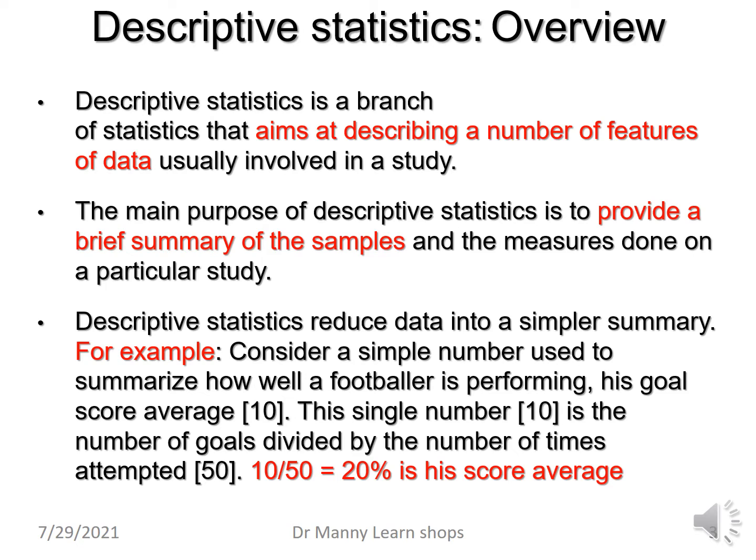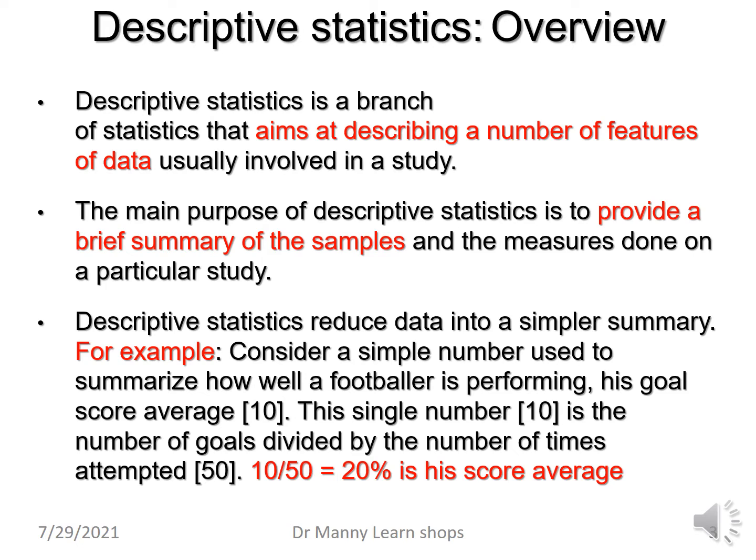So descriptive statistics then is, as an overview, a branch of statistics that aims at describing a number of features of the data usually involved in a study. The main purpose is to provide a brief summary of the samples and measures done on a particular study. Descriptive statistics reduce the data into a simpler summary because it can be quite complex.